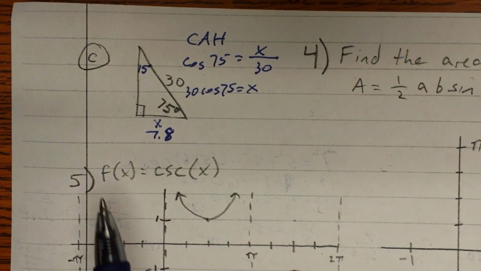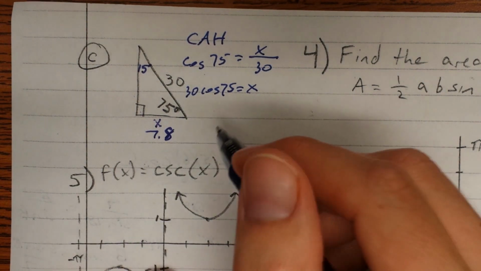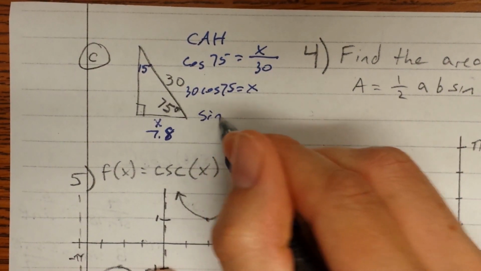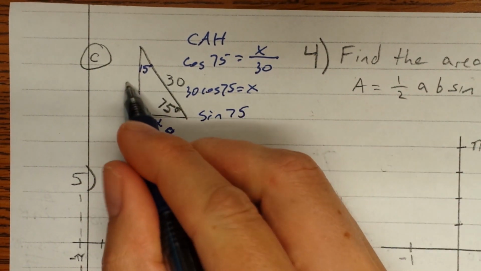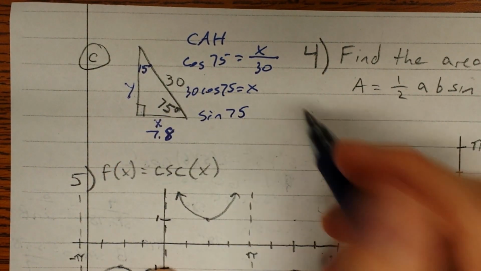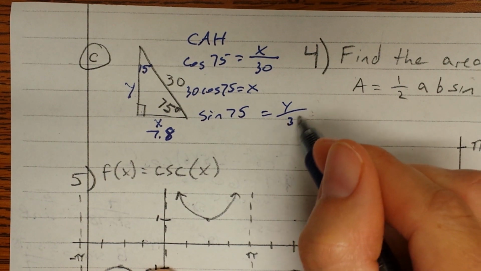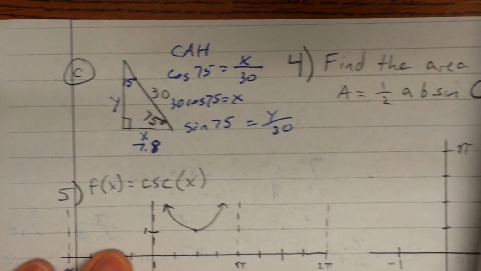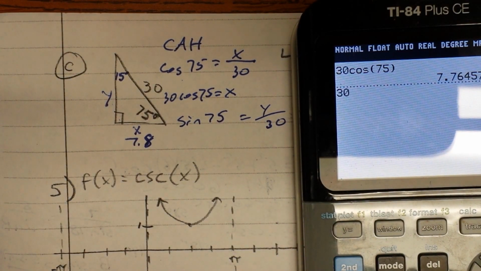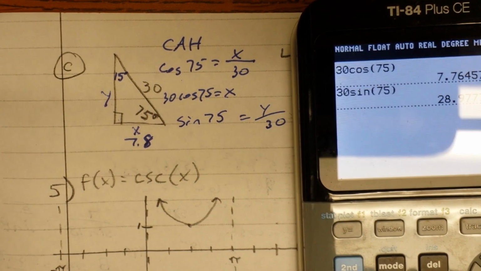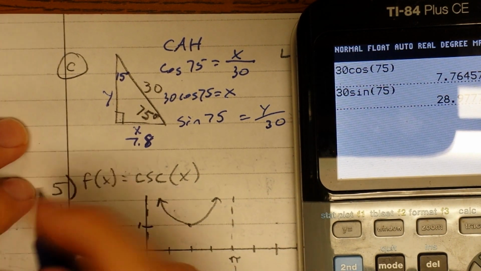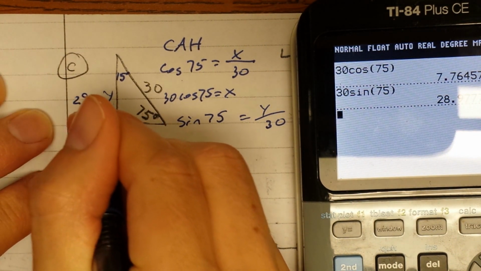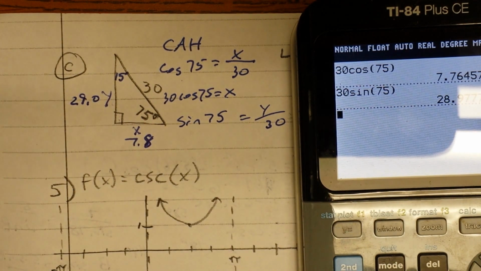And then for the third side, we could either use another trig ratio or we could use the Pythagorean theorem. I'm going to use a trig ratio. So sine of 75 would be the opposite side over 30. So what I called y over 30, multiply by 30. So y is going to be 30 times sine of 75, which is 29.0. I think that's easier than the Pythagorean theorem.